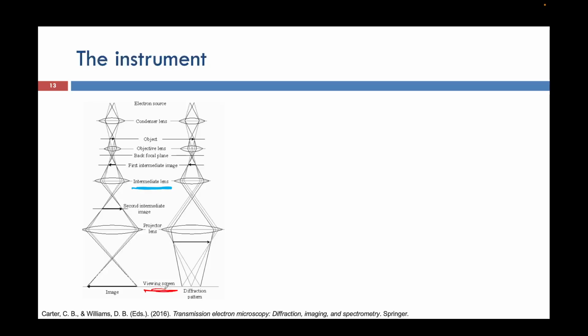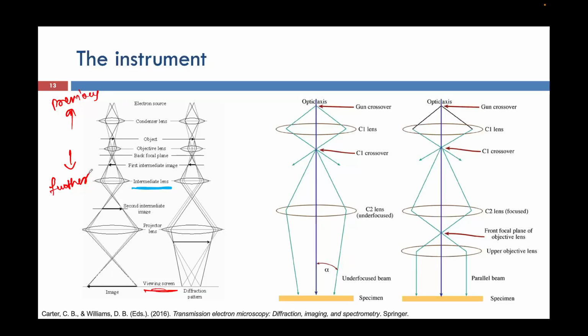Okay, and here if you can see, each image which is getting formed by its previous lenses acts as an object for its further lenses. If I am going up the column, then that is previous, and if I am going down the column, then this is further. And here this is a schematic that we use. This is the optic axis and the gun crossover, you can see.